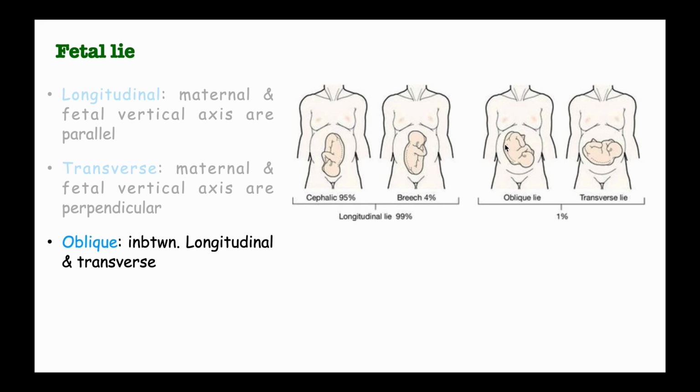And so as you can see in the oblique, the baby is not longitudinal, it is slanting inside the uterus. And when you look at the transverse lie, you can see that the baby is lying about 90 degrees to the maternal vertical axis. So these are the lies that the baby can assume.